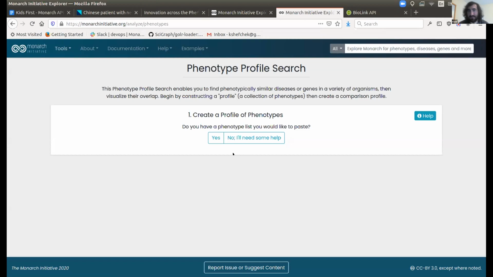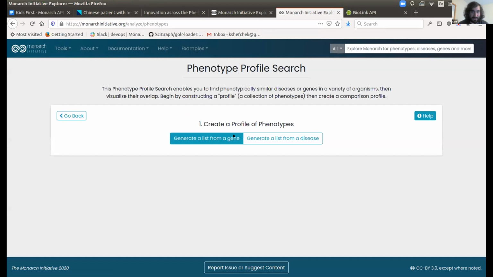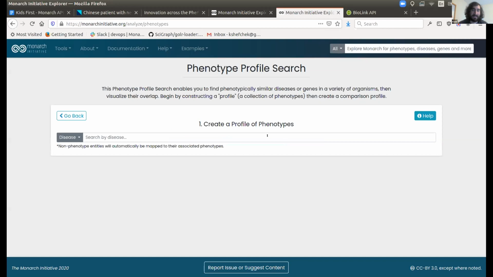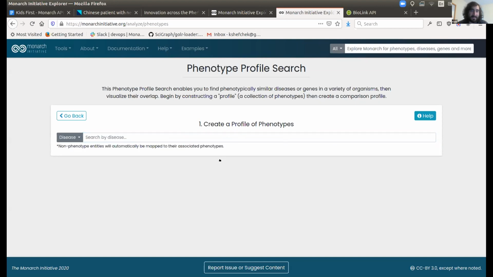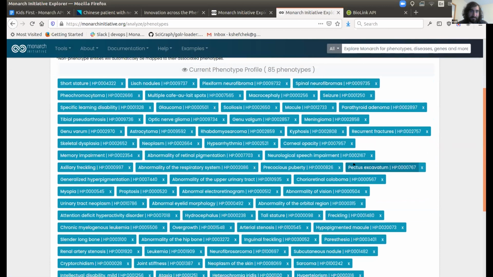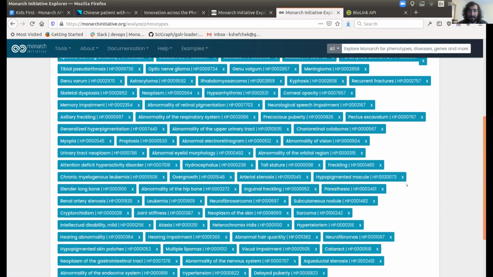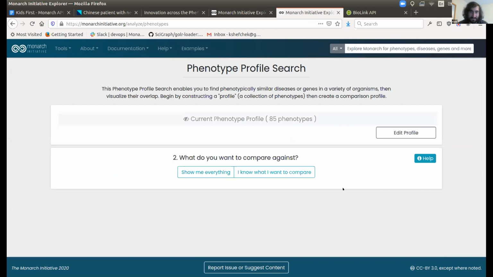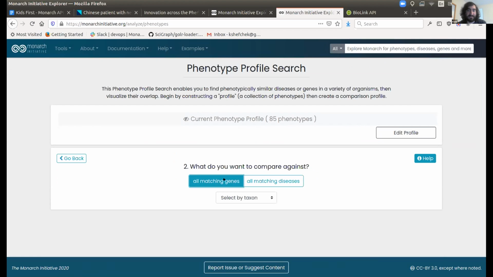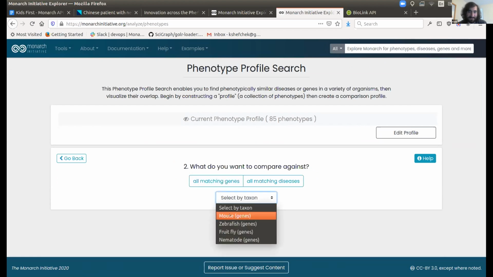If you have HPO terms, you can enter them. We can also search for other genes or diseases to just get a starting point for phenotypes. So here I'm just going to look for diseases and look at HPO terms associated with NF1. And it should auto-populate. So yeah, we have a large list of HPO terms here associated with NF1. You can adjust or remove. I'm just going to confirm it. And then for comparisons, what I'm going to do is look for similar mouse genes. I'm going to click here a little fast.